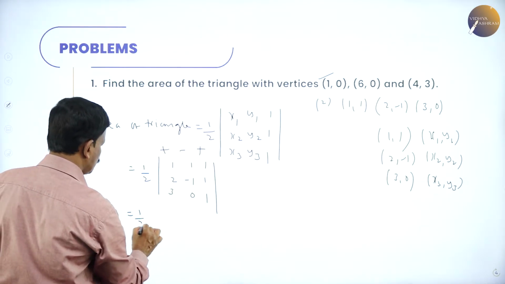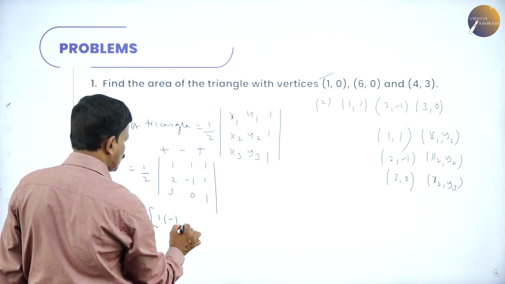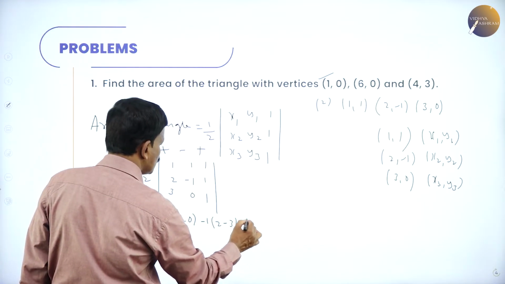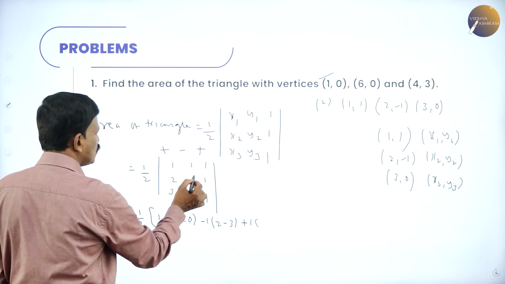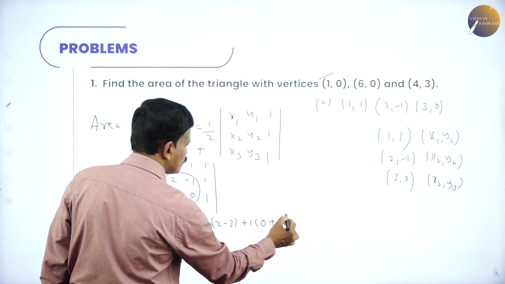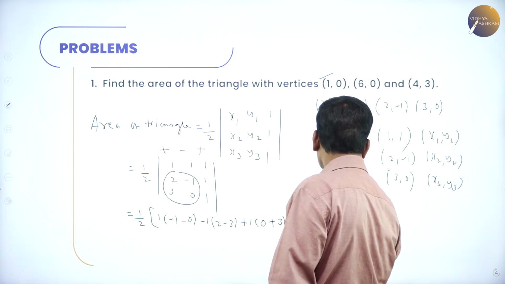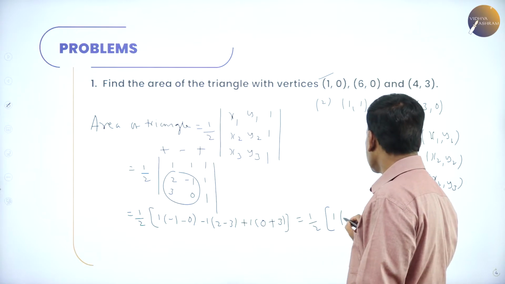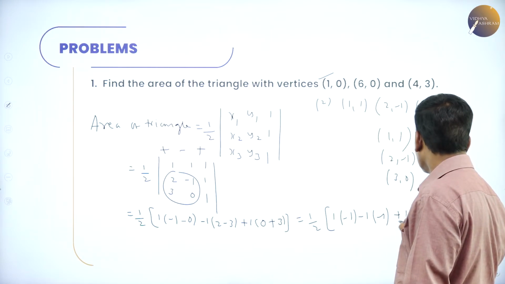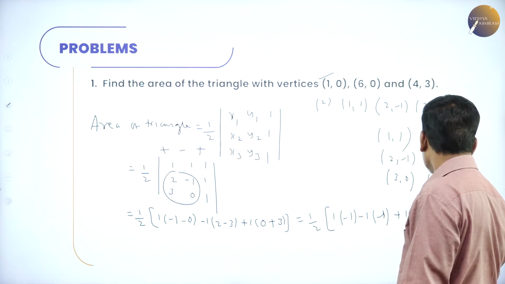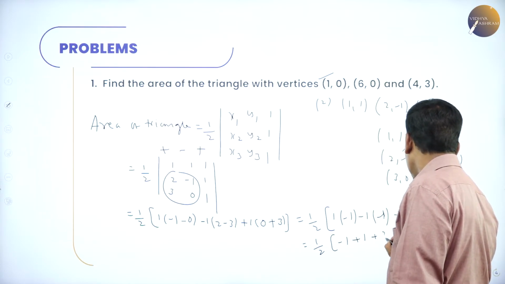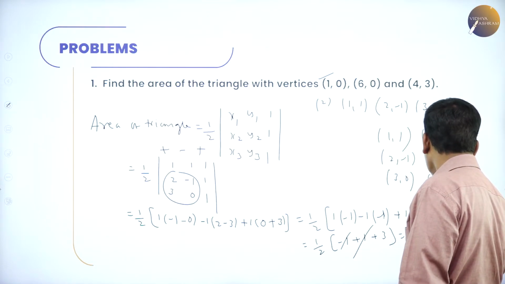Expand plus, minus and plus. Half into 1 into minus 1 into 1 is minus 1, minus 0 into 1 is 0, minus 1 into 2 ones are 2, minus 3, plus 1 into, delete the row and column containing 1, what is remaining is only this much, so 2 into 0 is 0. Minus into minus it is plus, 3 ones are 3. Now this is equal to half into 1 into minus 1 minus 0 is minus 1, minus 2 minus 3 is minus 1, plus 1 into 0 plus 3 is 3. So this is half into minus 1, minus into minus plus 1, plus 3. Minus 1 plus 1 gets cancelled. What is remaining is half into 3.